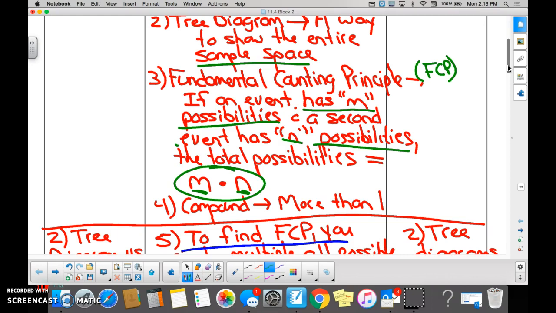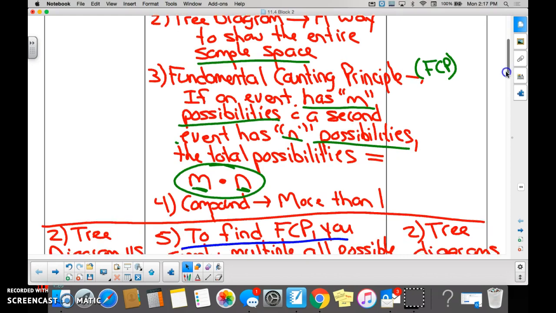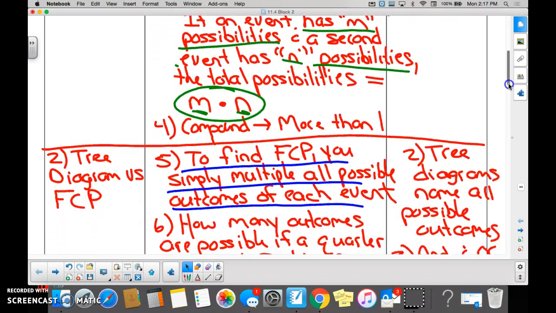Yes. So the fundamental counting principle says if you have compound events and you want to know how many possible outcomes there are, you just multiply the total outcomes of the one event times the total outcomes of the second event times the total outcomes of the third event, and so on and so forth. And then obviously compound means what, everybody? More than one.